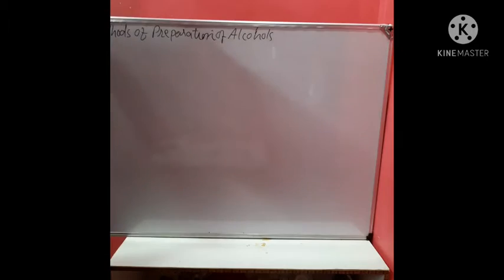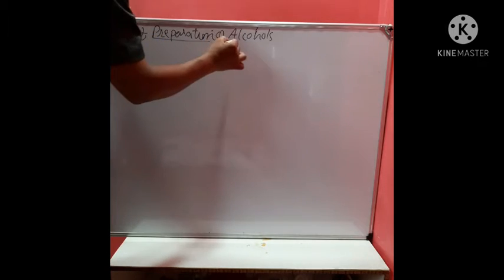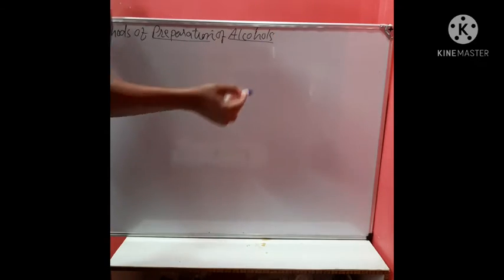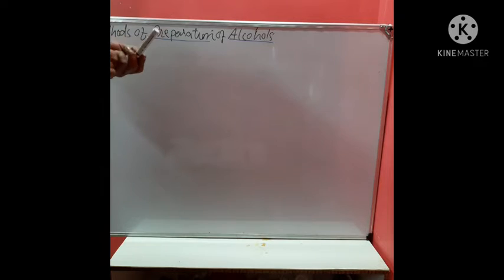Yes, students, next one, methods of preparation of alcohols. Students, this is a very big topic. It requires at least 2 periods. So as many methods of preparation as are possible, I am explaining. In the chapter first, there are some reactions by which we can prepare alcohols. So which are these reactions?